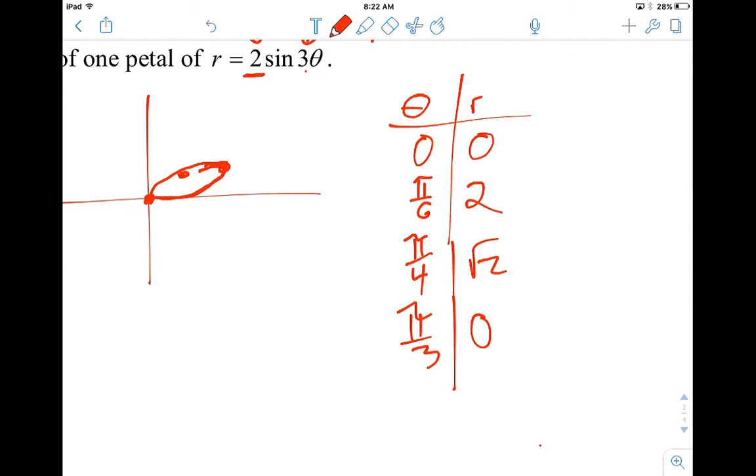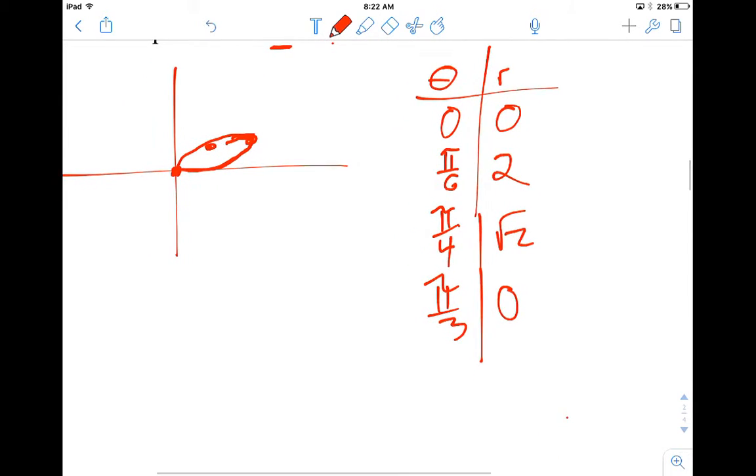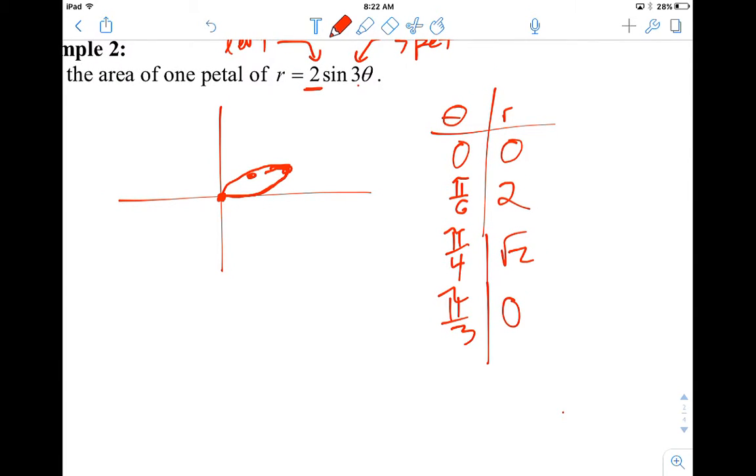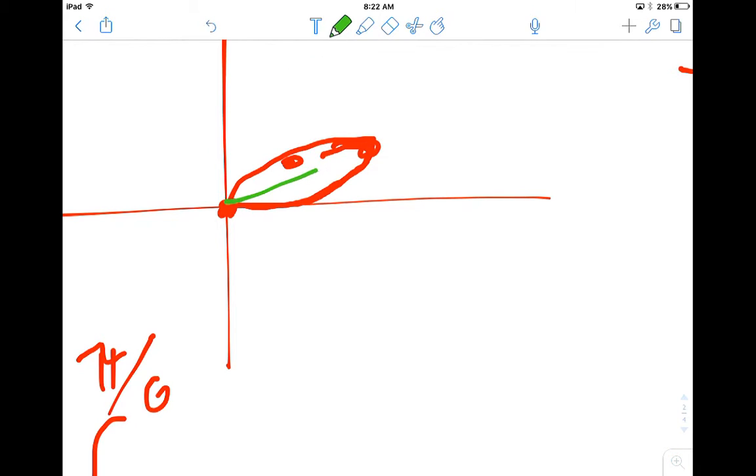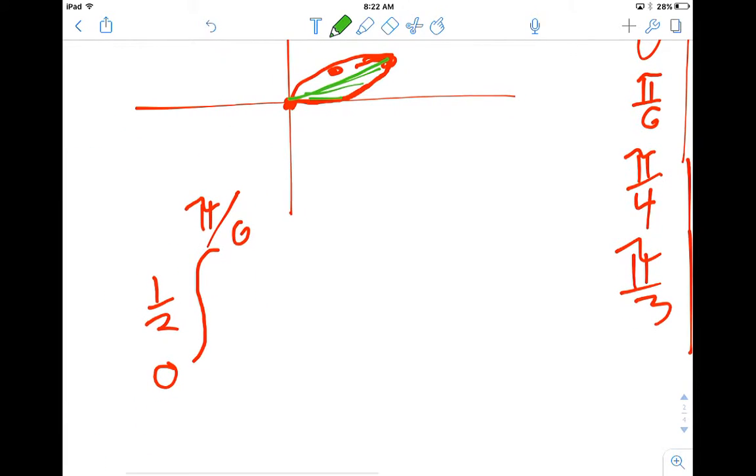There are two approaches you could have taken to get the area of one petal. You could take advantage of symmetry. Half goes from 0 to pi over 6, knowing you had half of a petal at that point. Let me zoom in on that and cut it in half for you. That's half a petal, so we knew we could do sectors up to that point and then just double it. And it chose green, looks like a leaf.